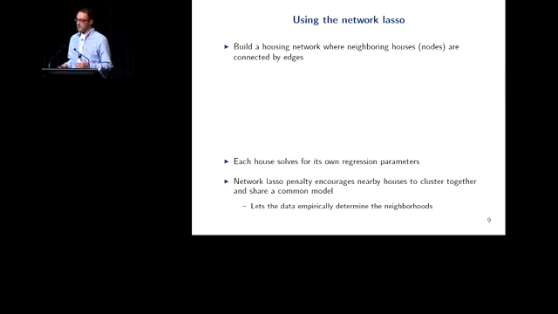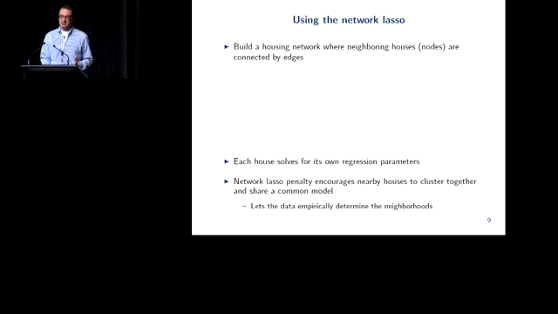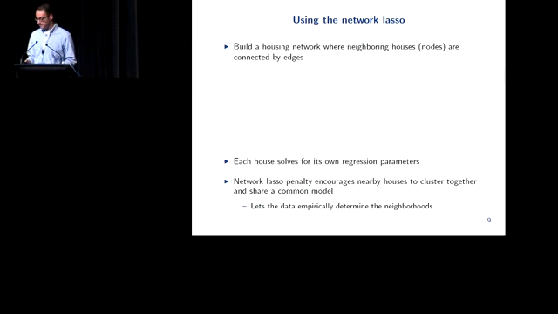And then where the clustering or the neighborhoods come into play is the network lasso penalty. The penalty is going to say, if you're near another house, I want you guys to agree to a common model. And what this allows us to do is find neighborhoods, find clusters, in a data-driven way. It leads to very accurate and also very interpretable results.